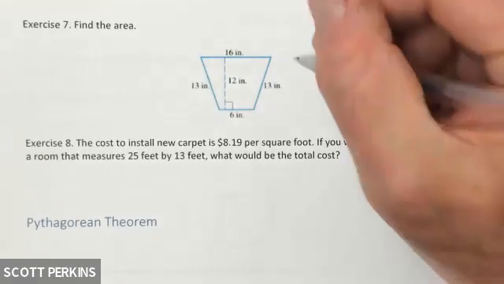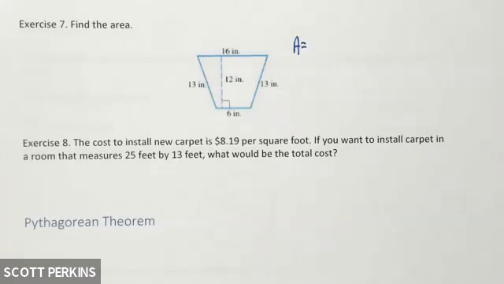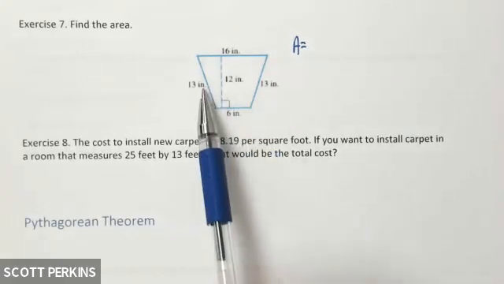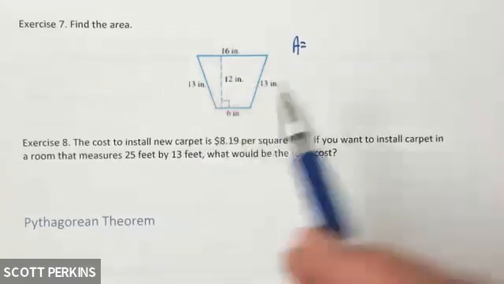All right, once again, the area of this trapezoid is going to be the average of the bases times the height. So which 2 sides are the bases of this trapezoid? Yeah, the 16 and the 6. The 13s on the end, those are not parallel. Those are getting closer to each other. So those would not be the bases.